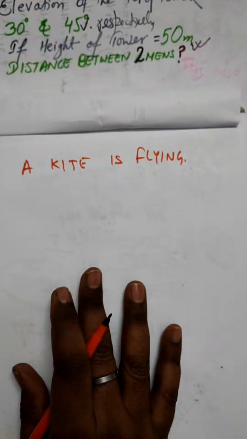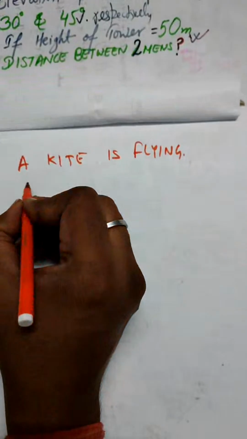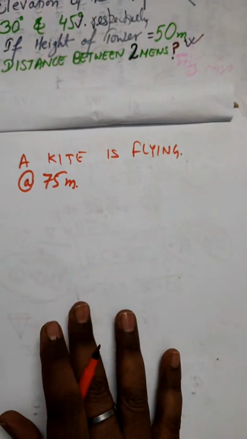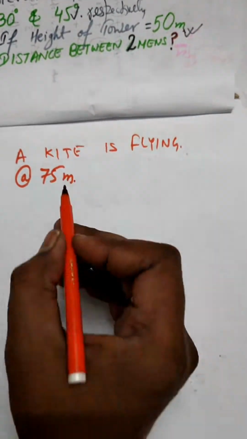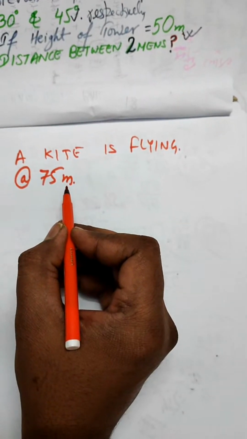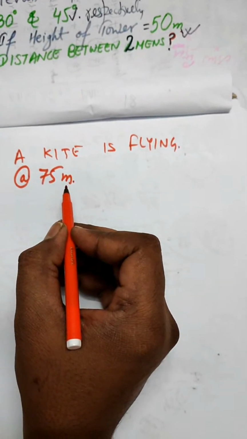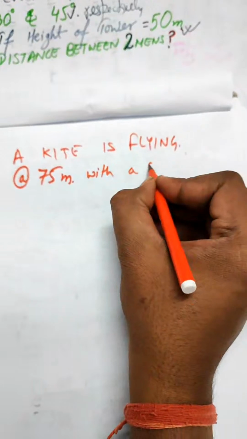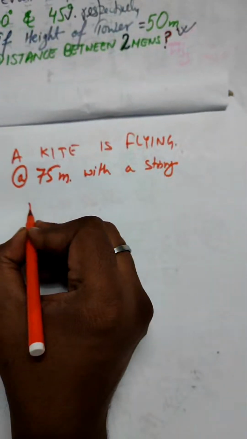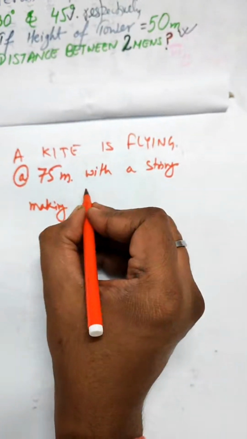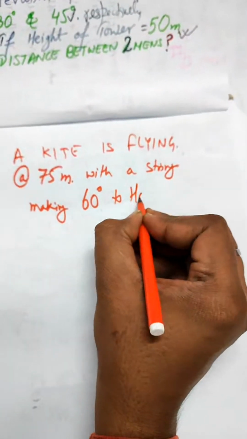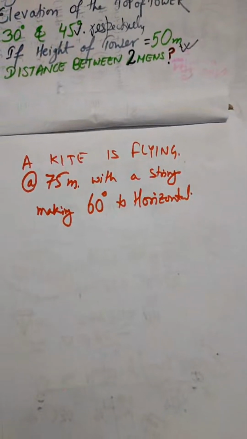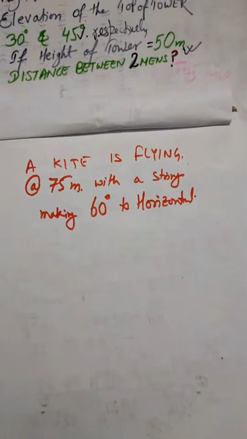A kite is flying at a height of 75 meters. At 75 meters from the level of the ground, attached to a string inclined at 60 degrees to the horizontal, the string making 60 degrees to the horizontal. Now find the length of the string, assuming that there is no slack in it.